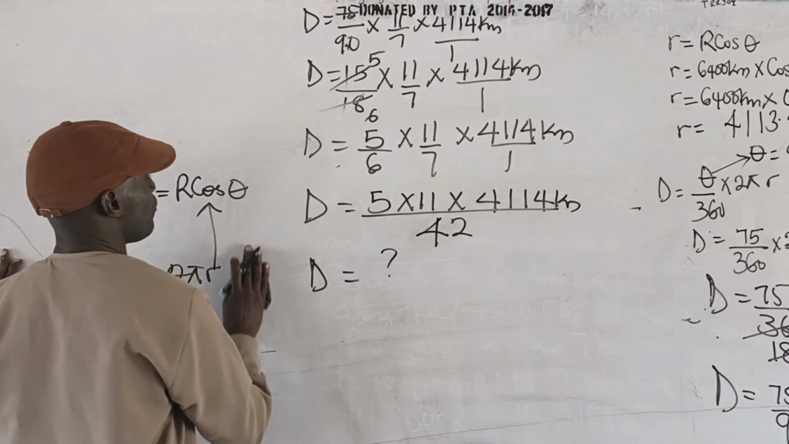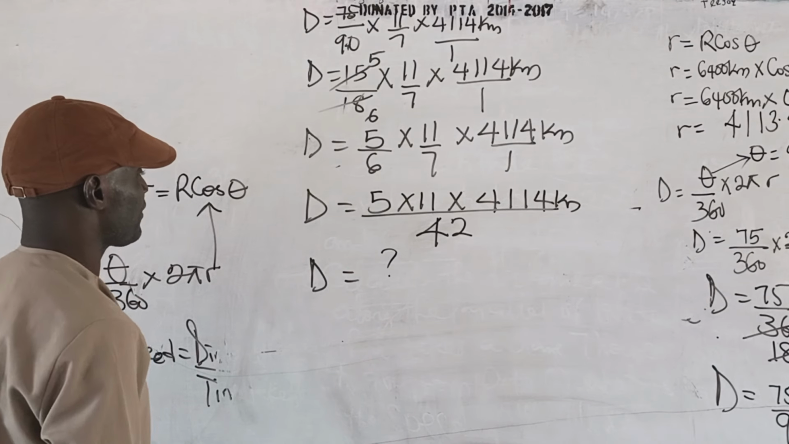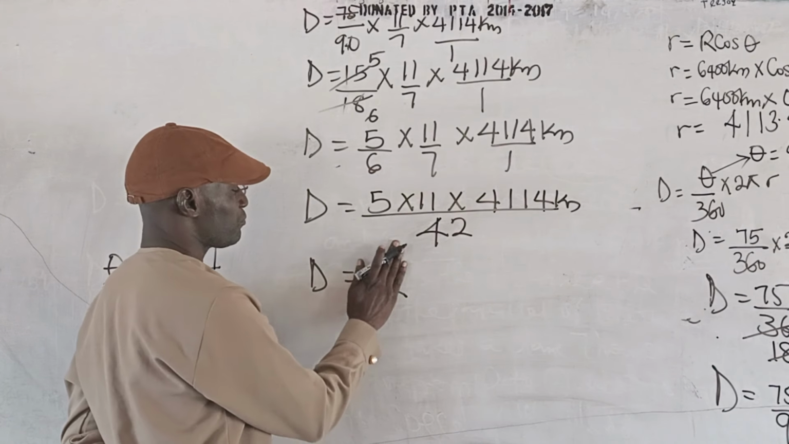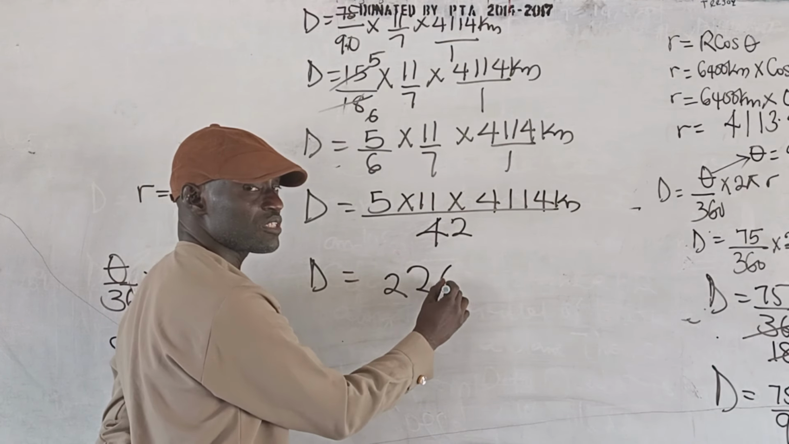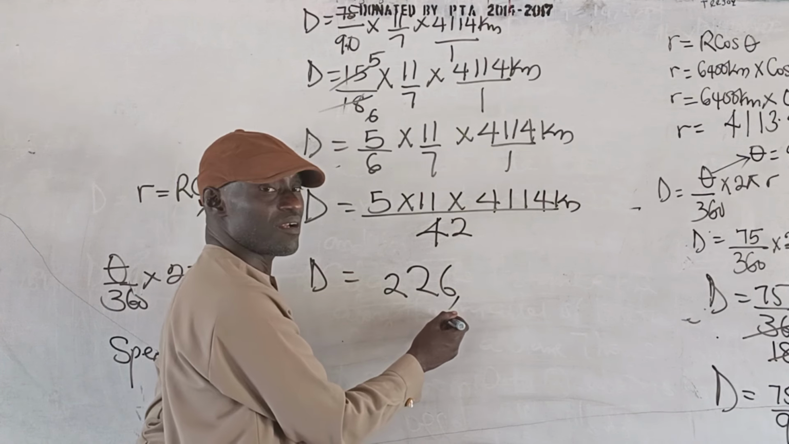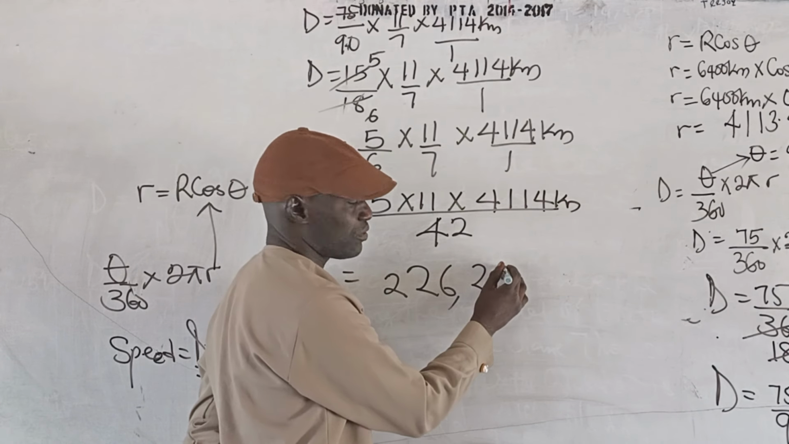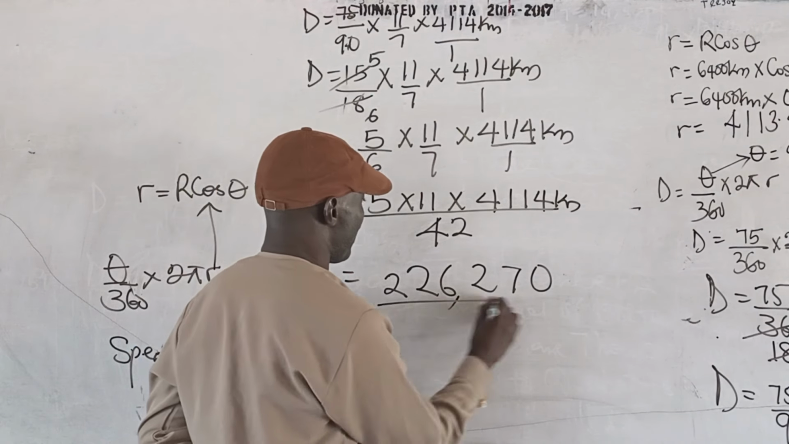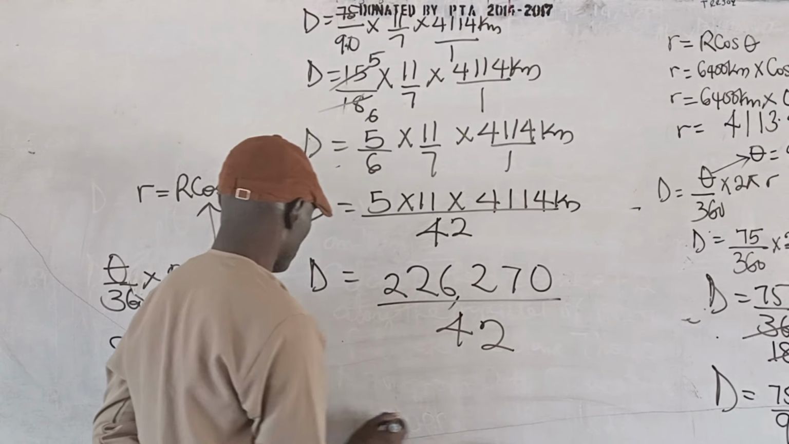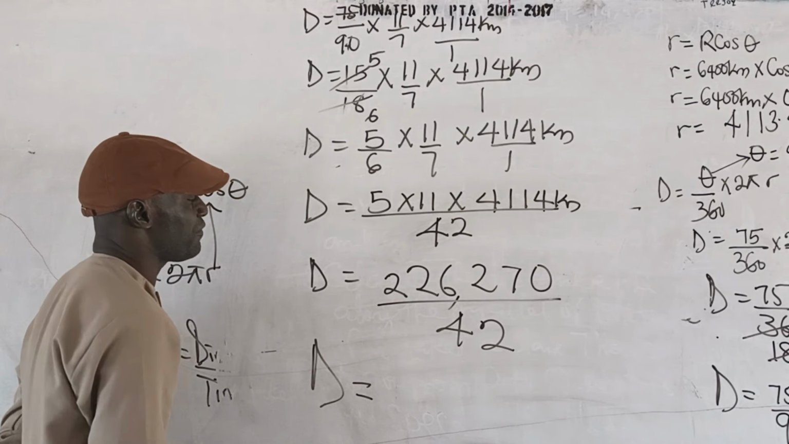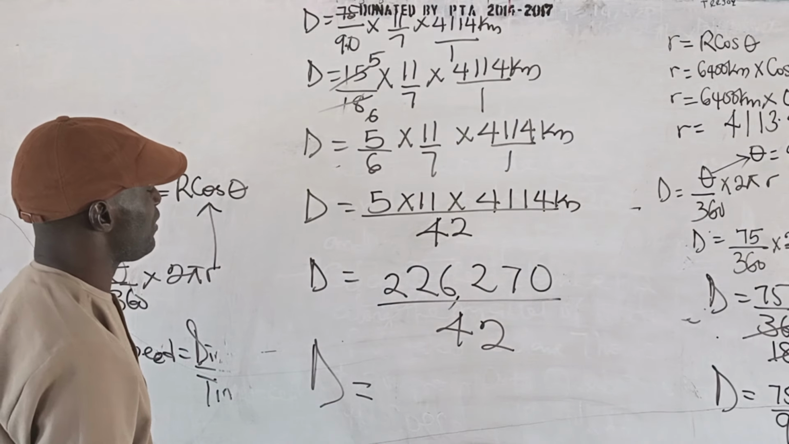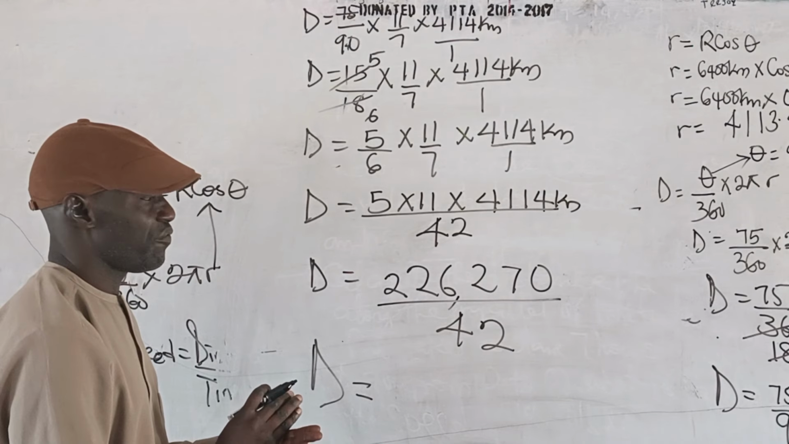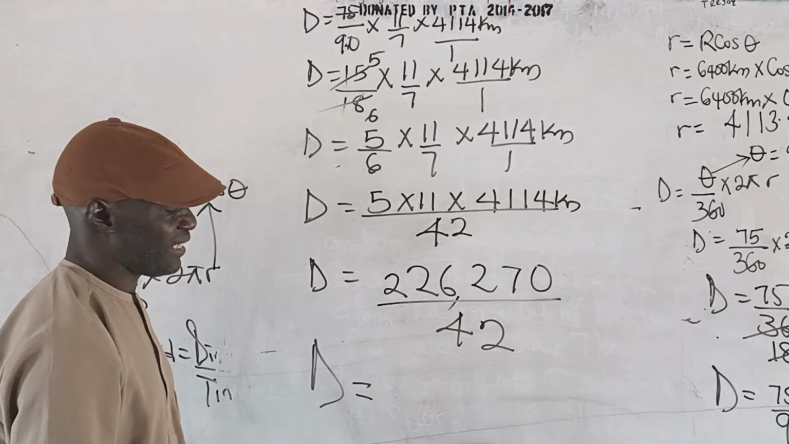We have to multiply 5 times 11 times 4114, so our numerator will be 226,270 over 42. For the final answer for the distance, we now have to divide 226,270 by 42.